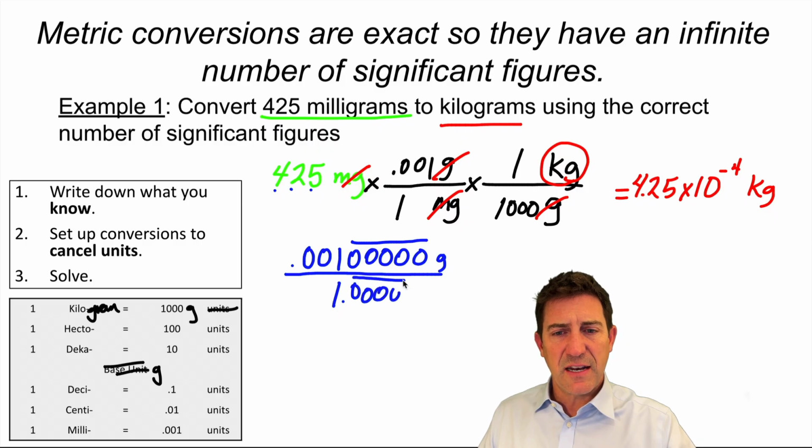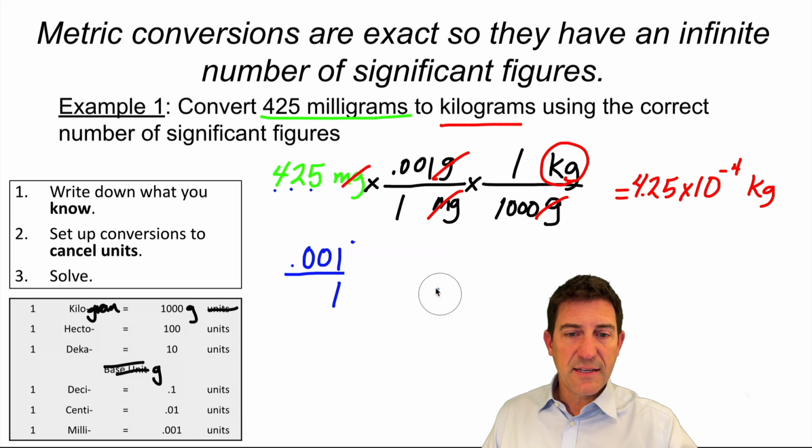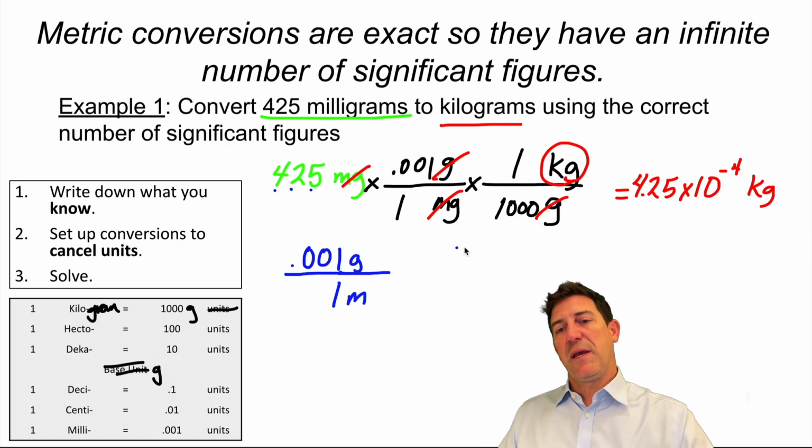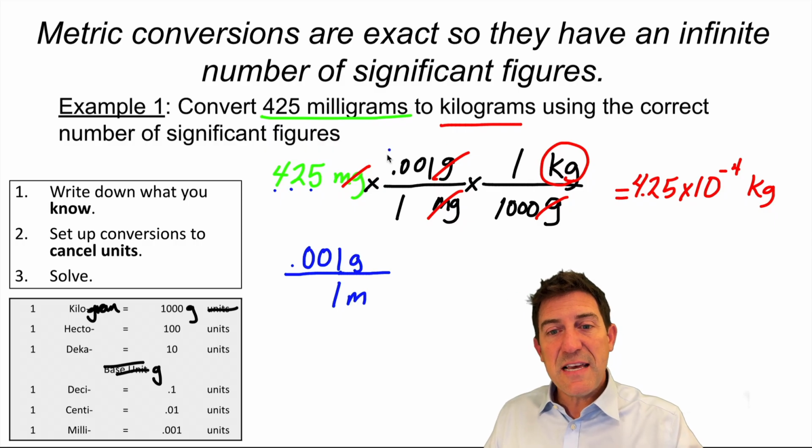0.0000 to infinity milligrams. Here's the point. There are exactly 0.001 grams in 1 milligram. So they have an infinite number of significant digits. I would just be counting zeros forever. So if these have a lot of significant digits, then I don't care about them because they won't help me.